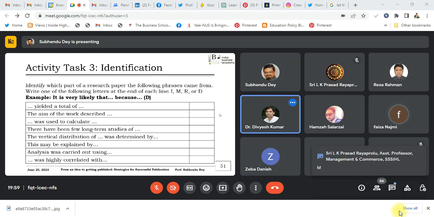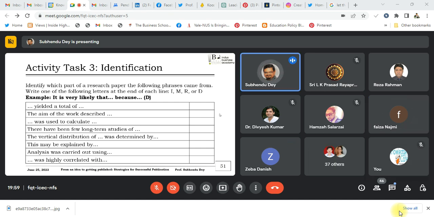Okay. That dot dot dot dot dot was used to calculate dot dot dot. Methodology. It can be methodology, it can be the results also. Either of those. So we can look at it in methodology. So these statistical tools were used to calculate or analyze the data. And in results also it can come. So it can be either of those two.